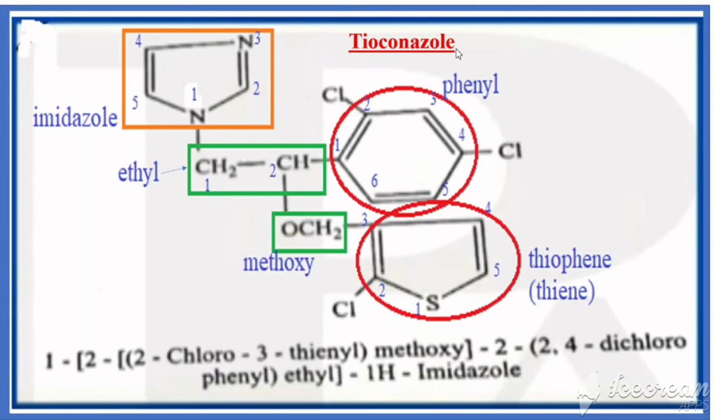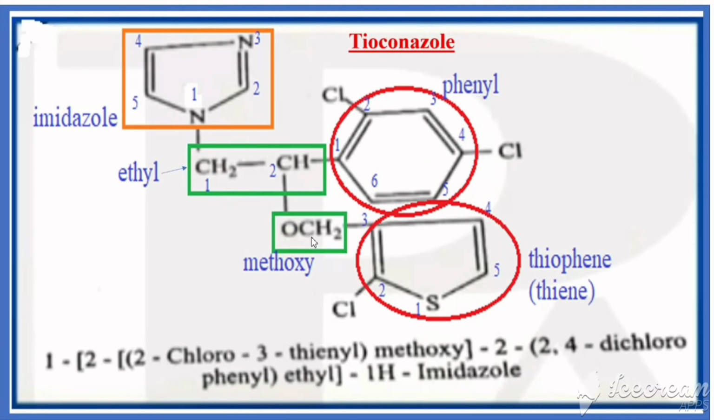Next drug is called tioconazole. What is tioconazole? From the name itself we can say thio is indicating presence of thiophene, otherwise called thiene. So tioconazole means that is having thiophene, and everything is same as that of econazole. So what is the structure of tioconazole? It is having imidazole nucleus. The first nitrogen of imidazole is connected with ethyl, and the second carbon of ethyl is connected with 2,4-dichlorophenyl and also methoxy group.